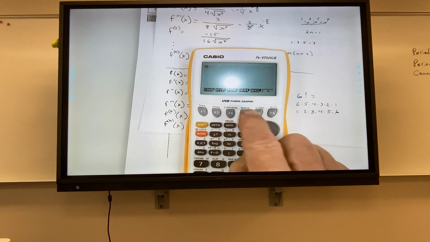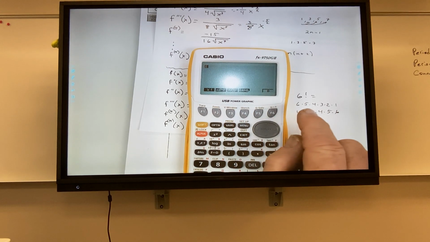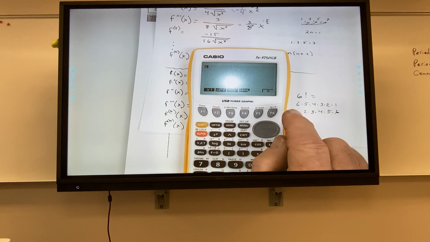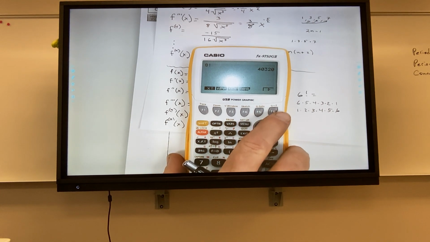Maybe it's not that. Maybe it's probability. Under probability, do you see where it says x factorial? Yep. And it's only 40,320. Yeah, small numbers. Small number. Yeah. Factorial grows the fastest.